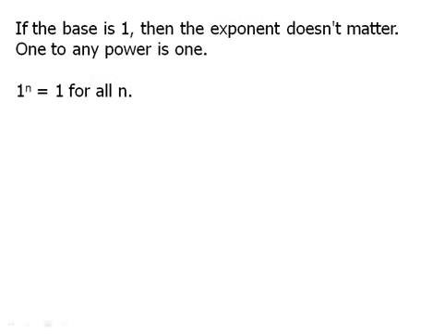If 1 is the base, then the exponent doesn't matter. 1 to any power is 1. And in fact, that expression, 1 to the n equals 1, works for all n. That's not restricted to positive integers. That actually works for every single number on the number line. So every single number on the number line, if you put it in for n, 1 to the n equals 1. So that's an important thing to remember.